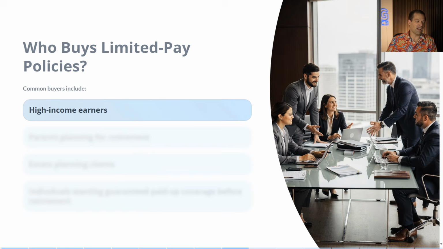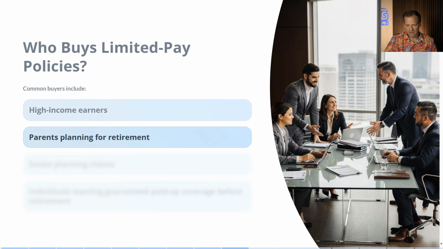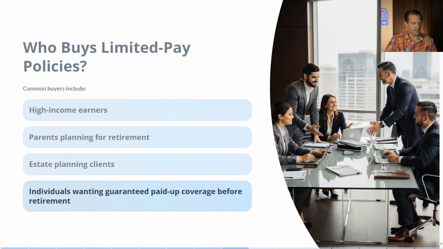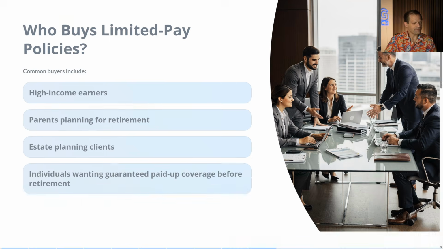So who are the type of people that buy limited pay plans? You can look at high income earners that appreciate the value of a whole life permanent plan, but they don't want to pay it for the rest of their life. They want to get it done and over with. Parents planning for retirement, maybe they want a tax-free way to borrow money when they need it. Estate planning clients, kind of the same reasons you would buy whole life, but the payment is the issue and getting it to something that's reasonable. Individuals wanting guaranteed paid-up coverage before retirement as well.